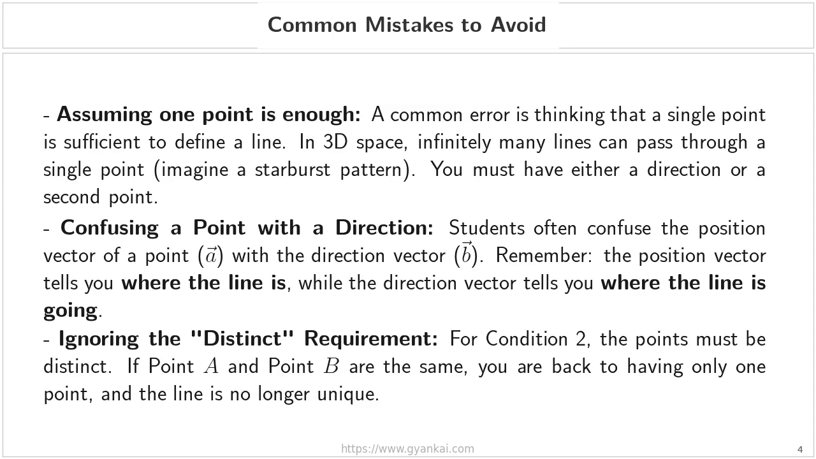Finally, when we talk about our second condition, using 2 points, never ignore the requirement that the points must be distinct. This means they cannot be the same location. If point A and point B are actually the same point, you have effectively lost your second piece of information and are back to having only 1 point. As we saw, 1 point alone cannot create a unique line.